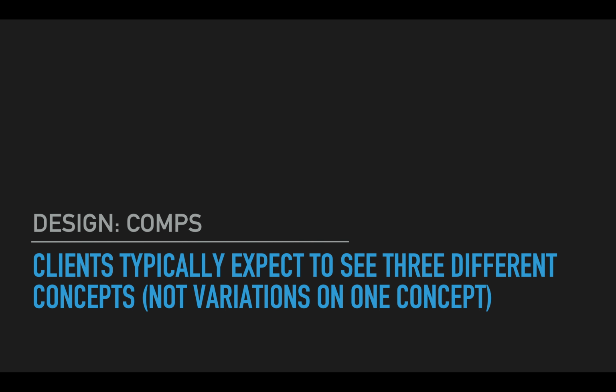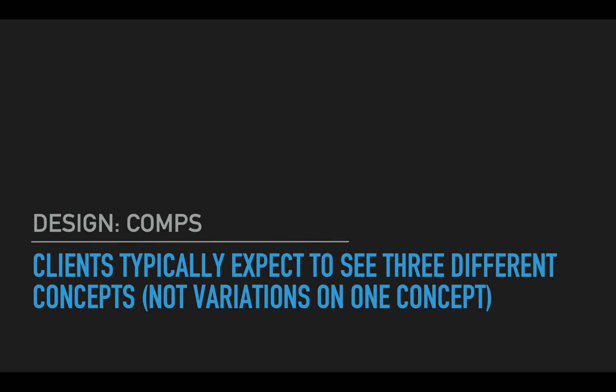Okay. The last part is comps. And comps are what we share with the client. That's part one of a comp, is that's what we share. We don't show thumbnails. We generally do not show roughs. 3 different concepts. So it might be one, the grill from the top. Second one would be the beef. And the third one might be the picnic.